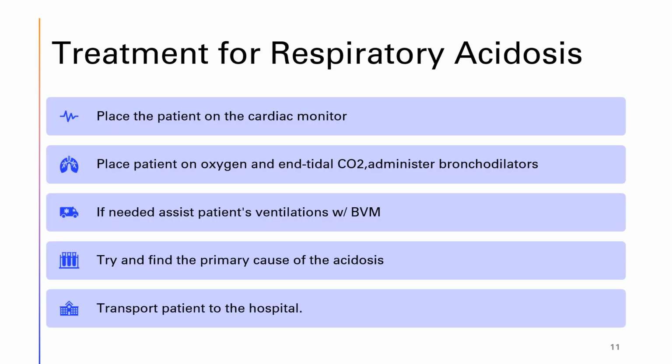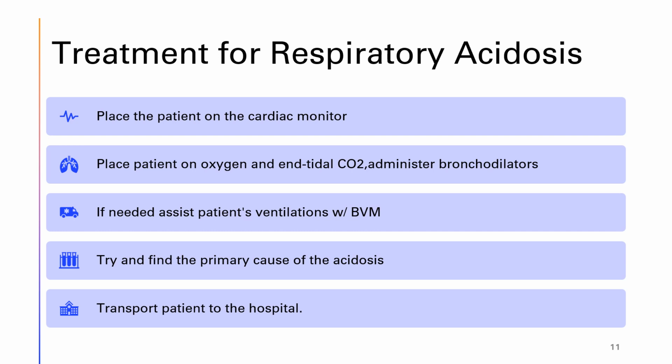The treatment for respiratory acidosis. So you're going to place your patient on a cardiac monitor, and depending on what's going on with them, you could give them supplemental oxygen. And when you do that, go ahead and put an end-tidal nasal cannula on them. Whenever you listen to their lung sounds, you can determine whether or not they need the bronchodilators. Also, some of these patients may need assisted ventilations, and you can do that with a bag valve mask.